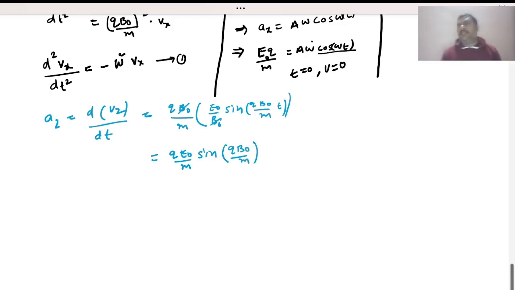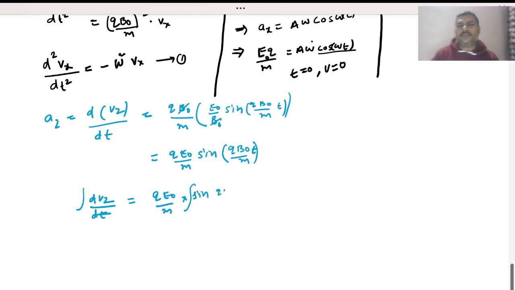Now I want vz only. Vx I got already, vz I want. So I'll do integration with respect to t. So dvz is equal to, we get the vz and vx values, and we want to prove that the particle is accelerating, which we use in the cycloid, right? That's why these equations are being solved. So dvz equals q e naught by m into the integral of sin of q b naught by m t into dt, from 0 to t.